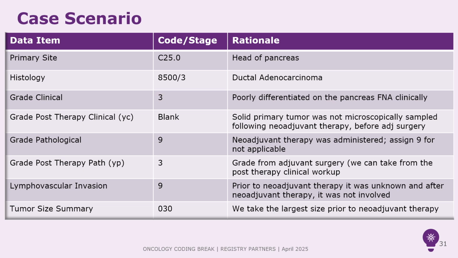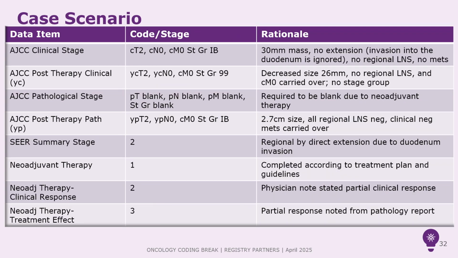The lymphovascular invasion is going to be a 9 because prior to neoadjuvant therapy it was unknown, and after neoadjuvant therapy it was not involved. And tumor size summary is 030 because we take the largest size prior to neoadjuvant therapy. Then we have our AJCC staging, our SEER summary staging, and our neoadjuvant therapy fields from SEER.